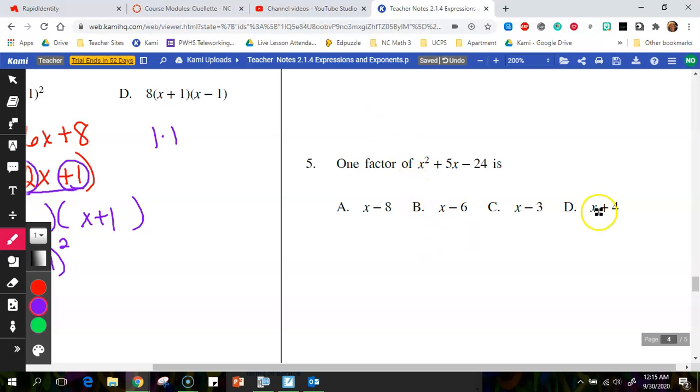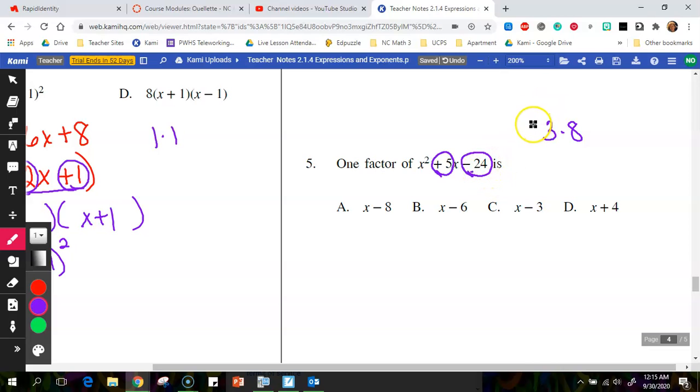And the last one, they're asking for the other factor, but I'm just going to factor this and see what matches. Factor pair for negative 24 that when I combine it, I get 5. Let me think about the factor pairs for 24. 2 times 12, 3 times 8. How about 3 times 8? Okay, 3 times 8. Oh, I'm sorry, that's not even a factor pair for negative 24.